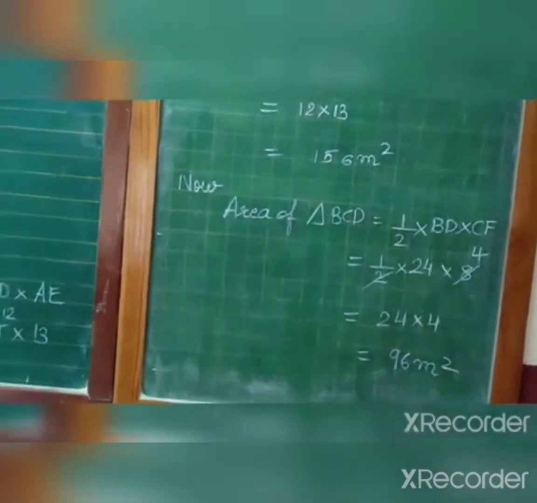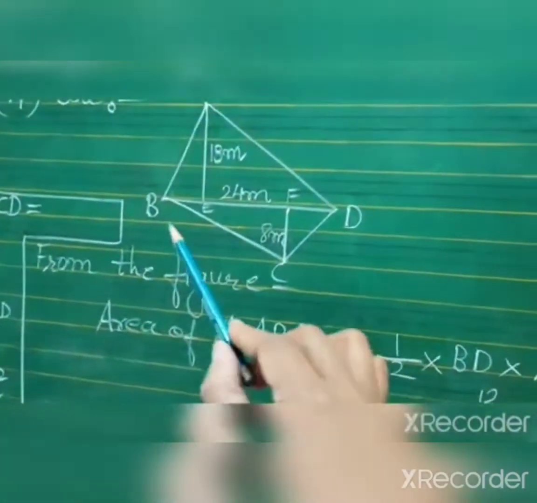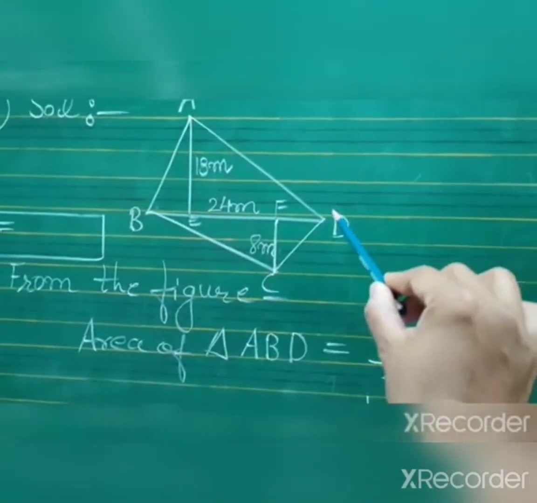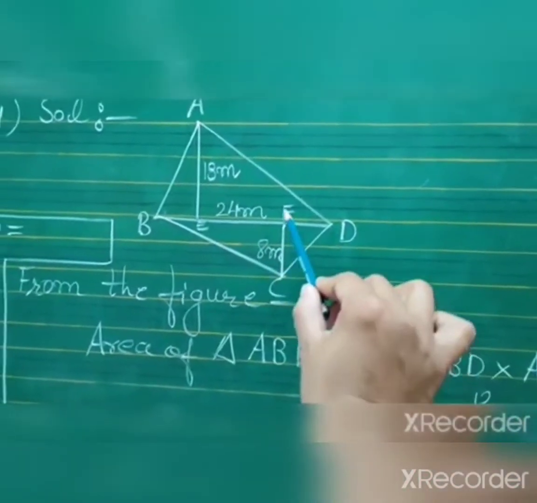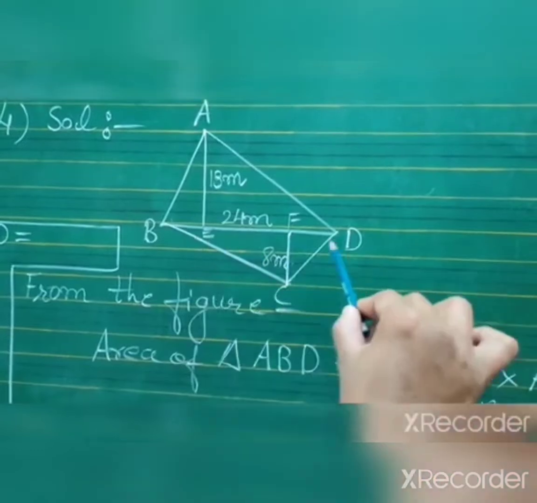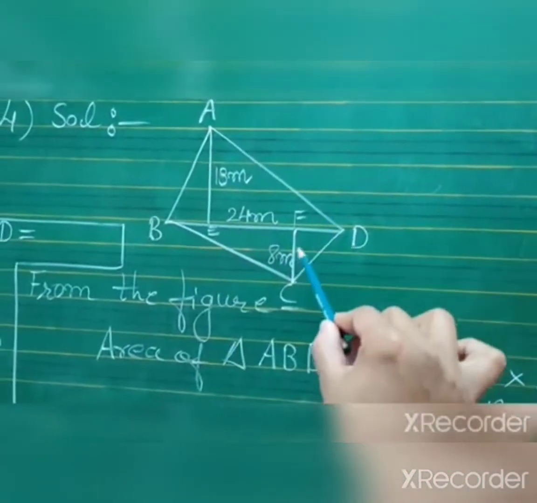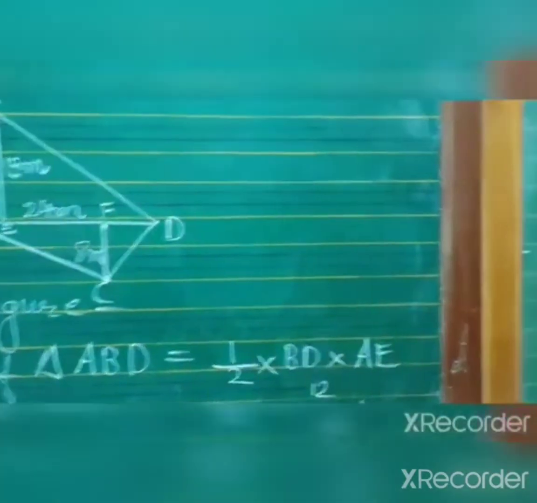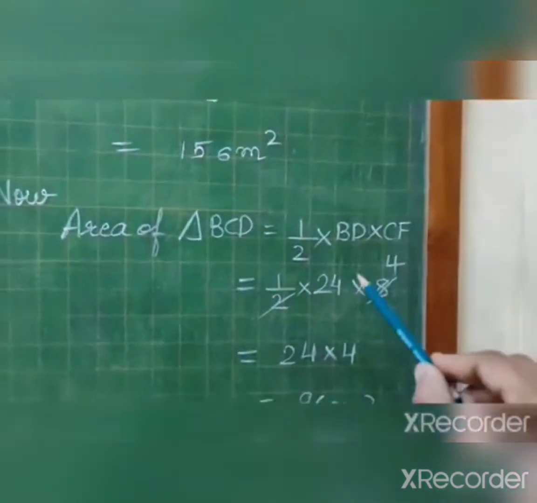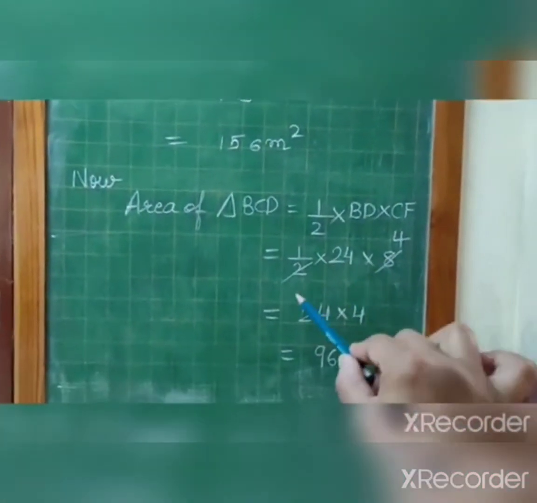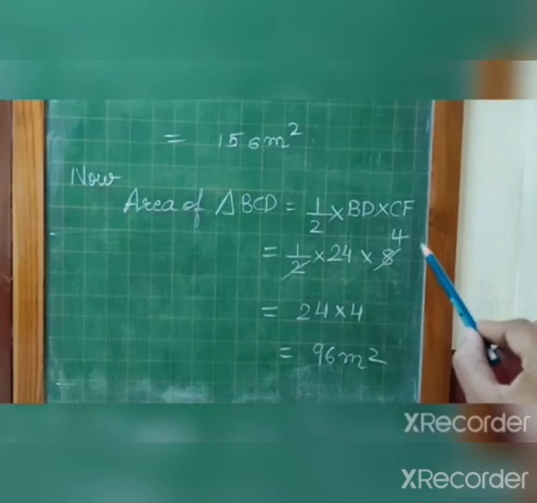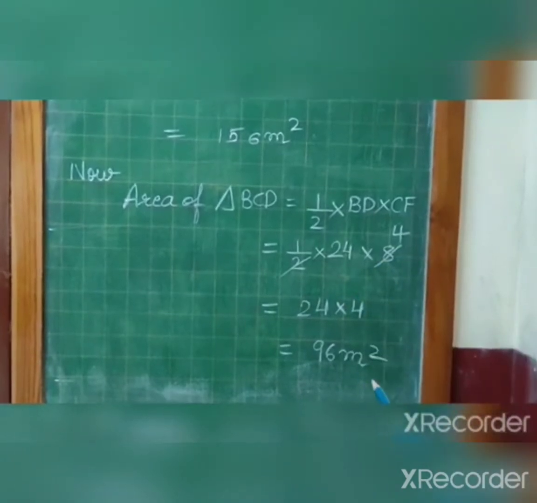Now area of triangle BCD. Base is this, perpendicular is drawn here. So base is BD into CF. That means 24 into 8. Half BD into CF, 24 into 8 divided by 2. 2 ones are 2, 2 fours are 8, so 24 into 4, 96 meter square.